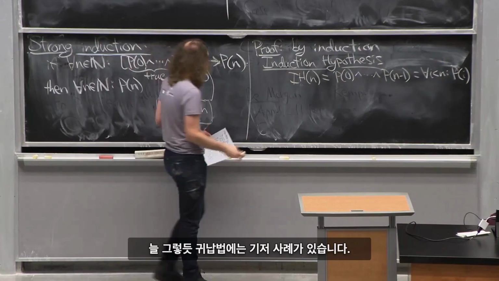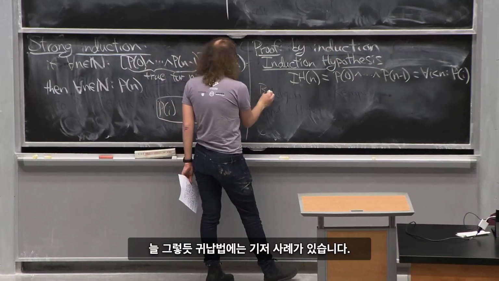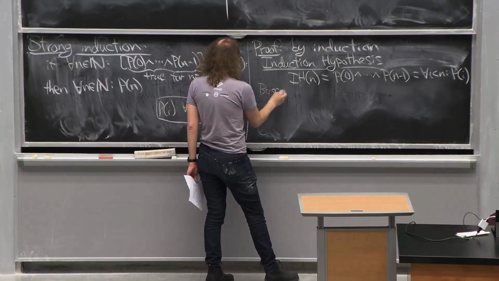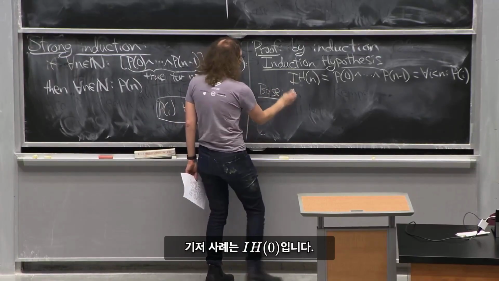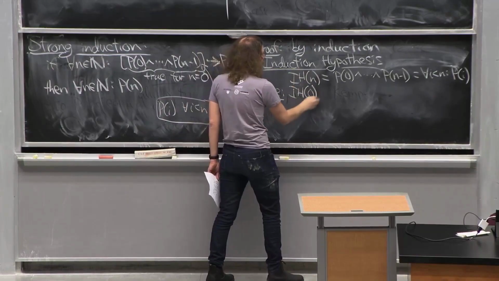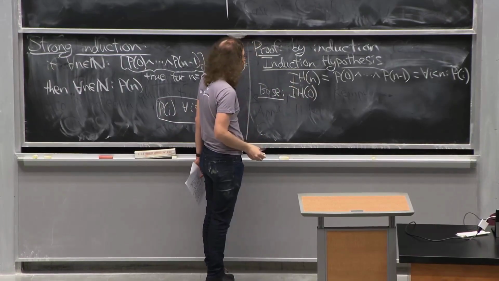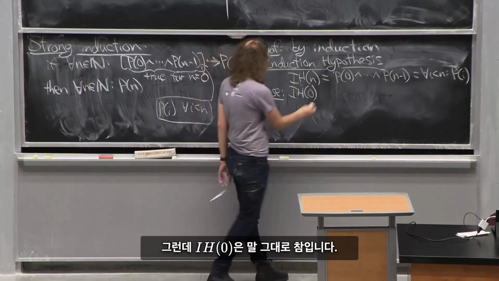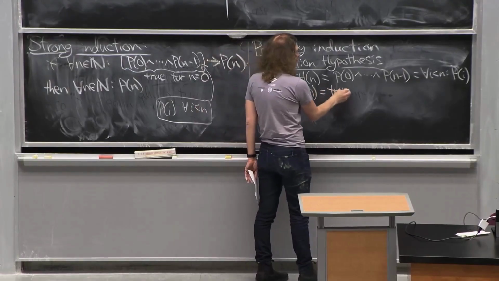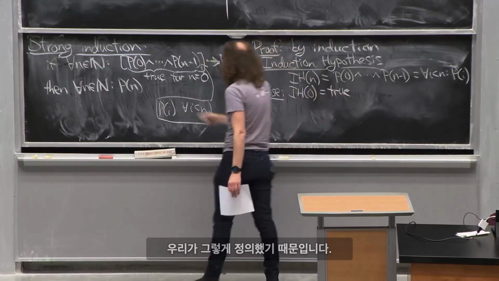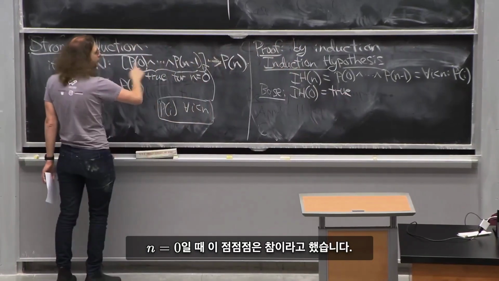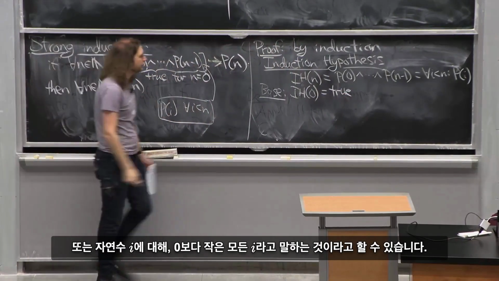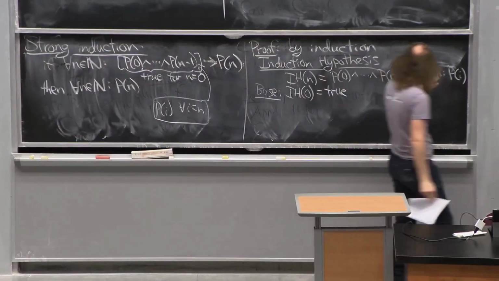And how do we do it? Well, as usual with an induction, we have a base case. Base case is IH of 0. So IH of 0 is actually literally just true, because we defined it to be that way. We said when n equals 0, this is true. Or you could say this is saying for all i less than 0.